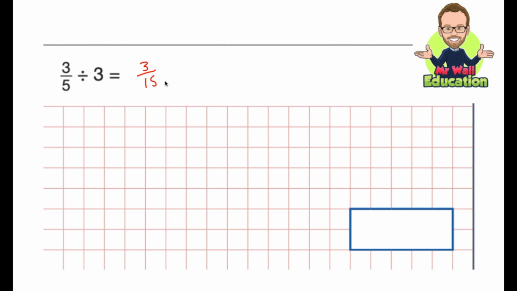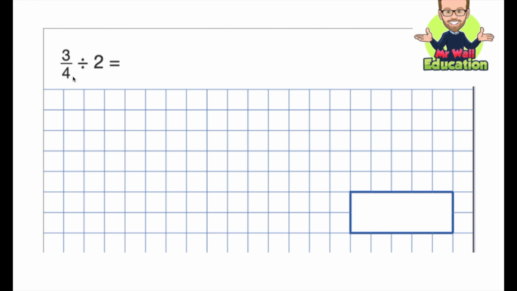3/15. Now don't worry if you weren't 100% sure how I did that. Like I mentioned, make sure you watch that video that's in the description where I go into it in a lot more detail. Now sometimes you can simplify these fractions, however it's not necessary, so in this video I'm going to keep it pretty simple and just leave the answer as is, even if I can simplify it. So our answer for 3/5 divided by 3 is 3/15. Make sure you put your answer in the box.